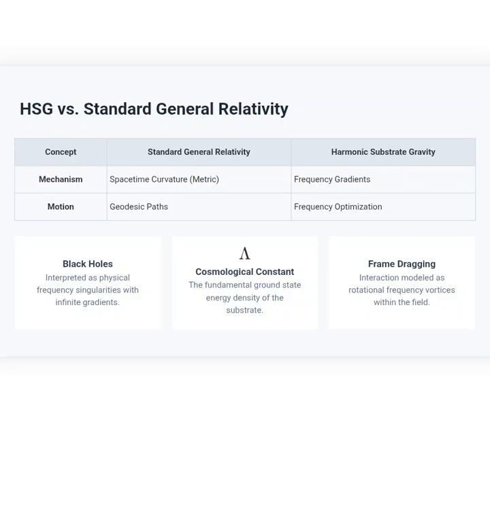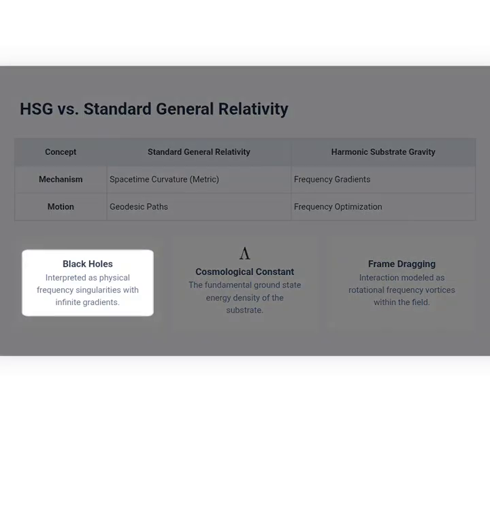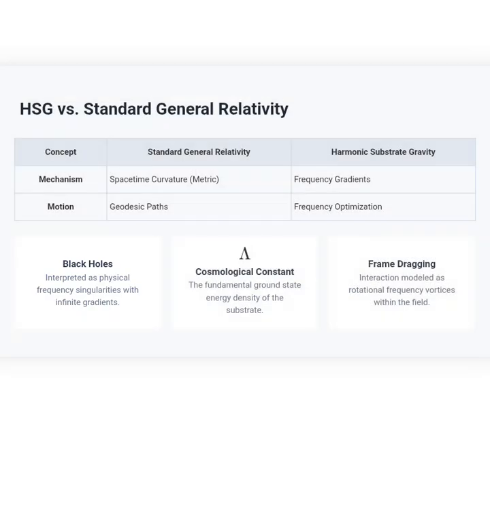Instead of an object following a curved path or a geodesic, it is simply following a path of frequency synchronization within the substrate. Take black holes, for instance. Standard physics sees them as gravitational singularities where density becomes infinite. HSG offers a more physical interpretation. They are frequency singularities where the oscillation of the substrate reaches a critical limit.